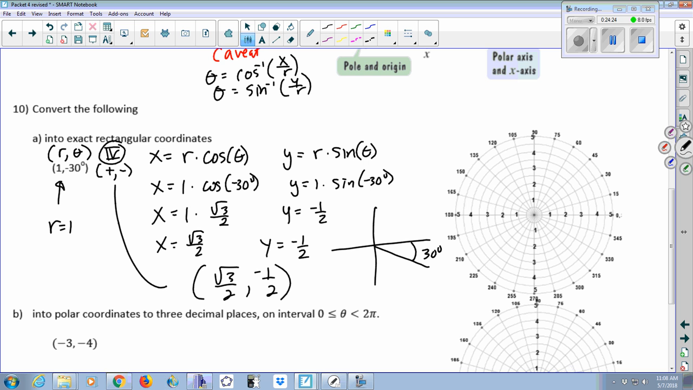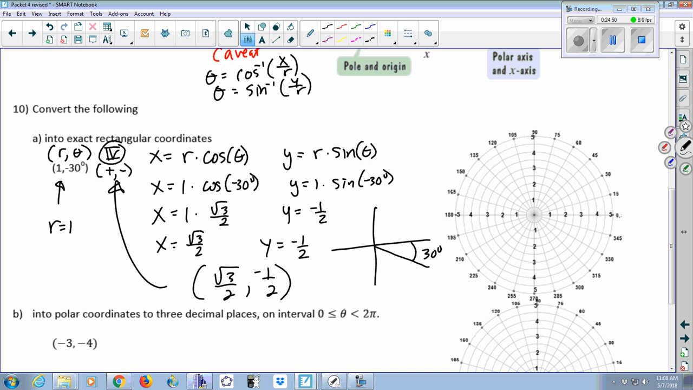And it matches what we thought at the beginning. Okay, so let's see if this makes sense. Let's locate this point in polar land and then see if square root of 3 over 2 and negative 1/2 makes sense as possible points in a Cartesian plane.